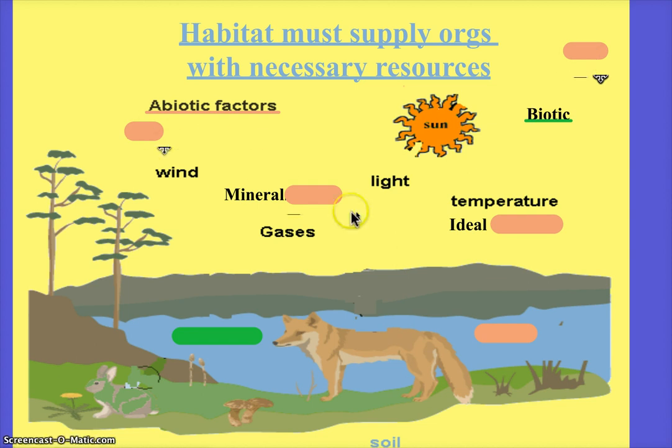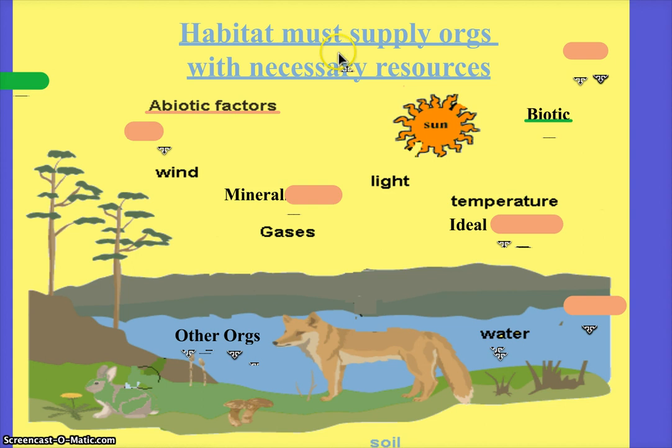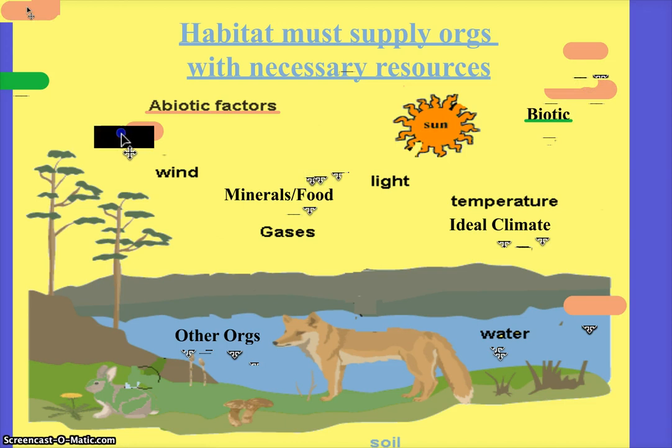All my abiotics are orange and my biotic is green. What's my biotic factor here? Water is abiotic, people. What's my biotic factor? Fox. Good. Any living thing. Yes? Food, ideal temperature or climate. These are all necessary abiotic factors for life. I'm sure there are many more, but here.